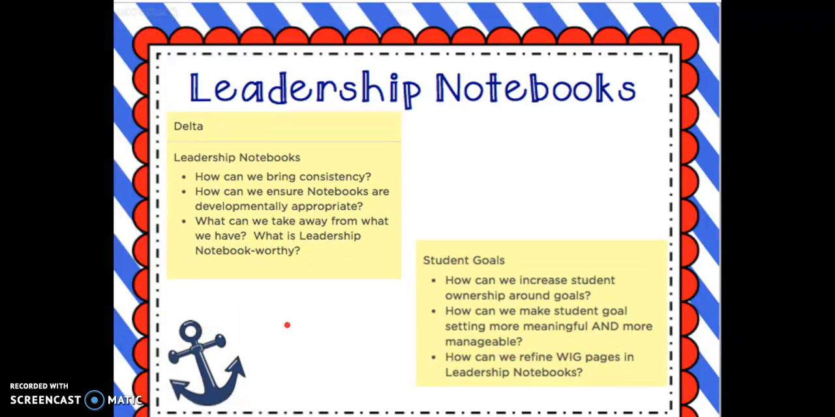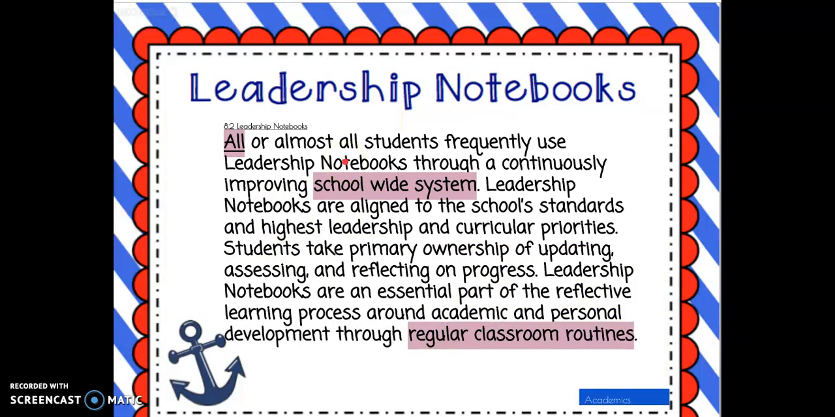So at Lighthouse, we sat down, we looked at these deltas, and we worked to get all of these things in place. So when you look at our Lighthouse rubric, you can see that 8.2 is about leadership notebooks and that all students frequently use these. And we have a school-wide system that's improving this year. Woohoo! And then we have regular classroom routines. So we're going to break down all of this and go through this together.